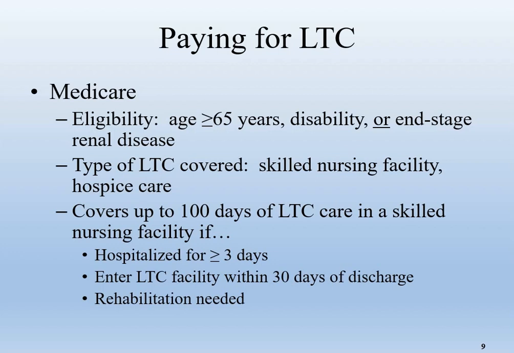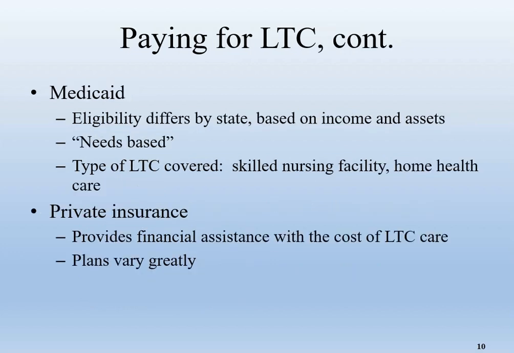I really don't want to get into this right away, but Medicaid is not available to everybody. However, when they get older and they start spending down all of their savings, they reach a certain point where they can start getting Medicaid. There's also private insurance. It provides financial assistance with the cost of long-term care, and plans vary greatly. So some private insurance involves paying for LTC and some doesn't. You have to be very careful when you're getting older to pick the right one. Usually they're much more expensive.